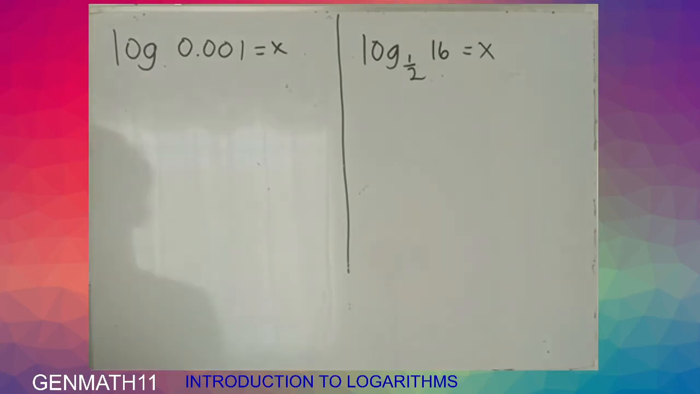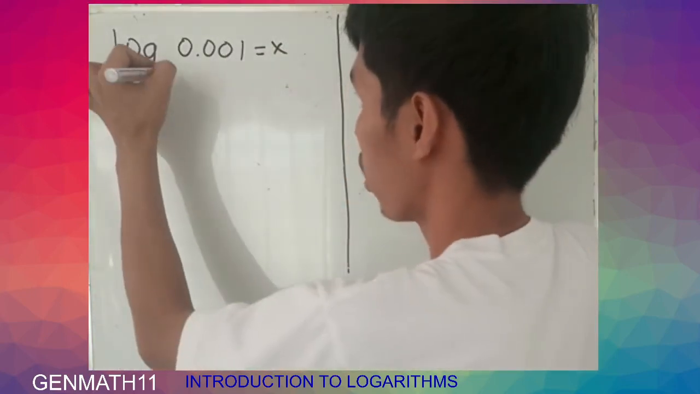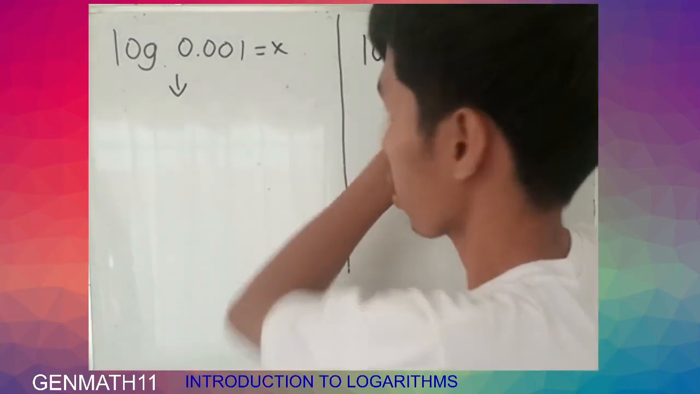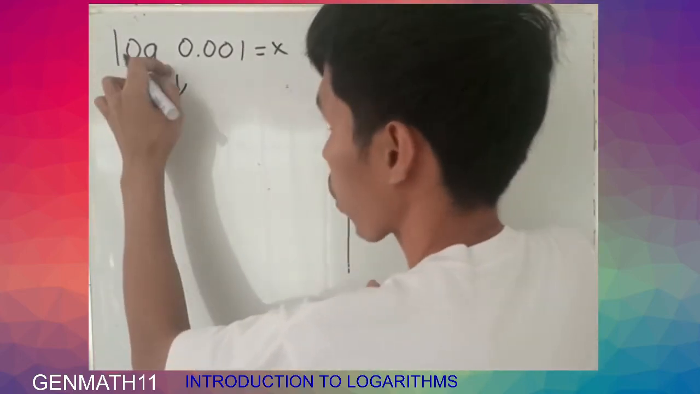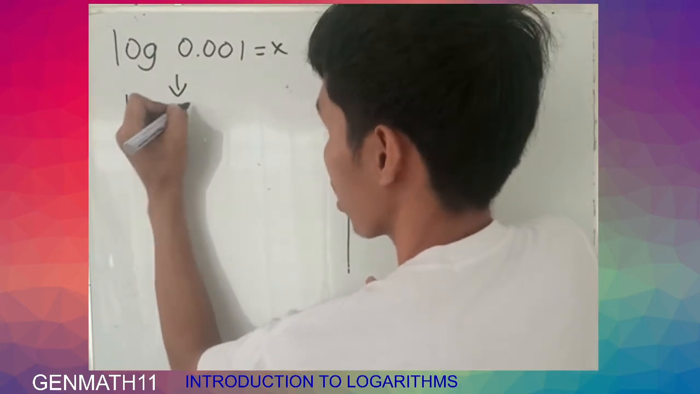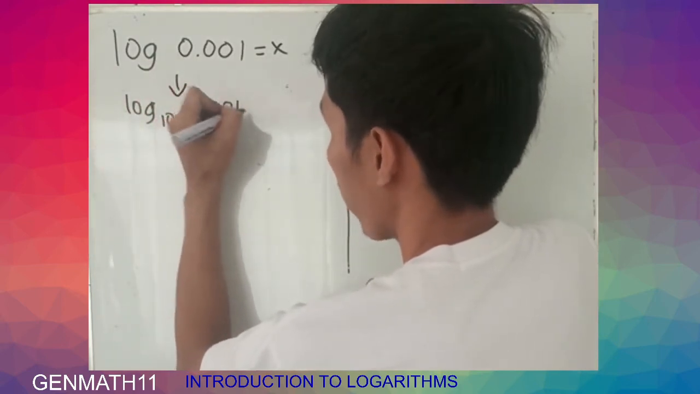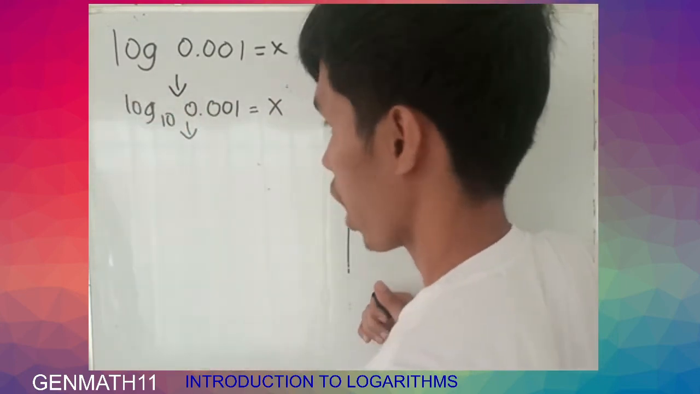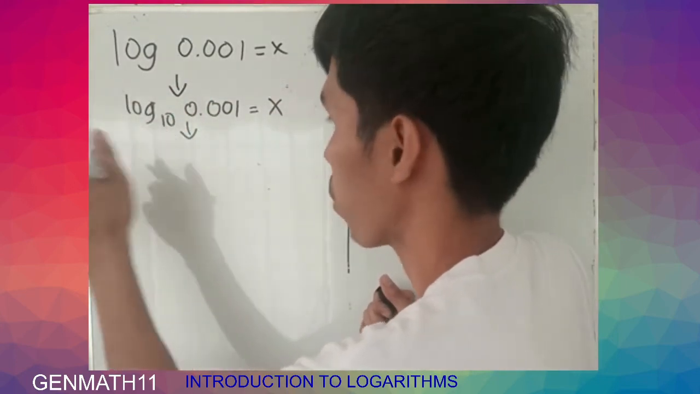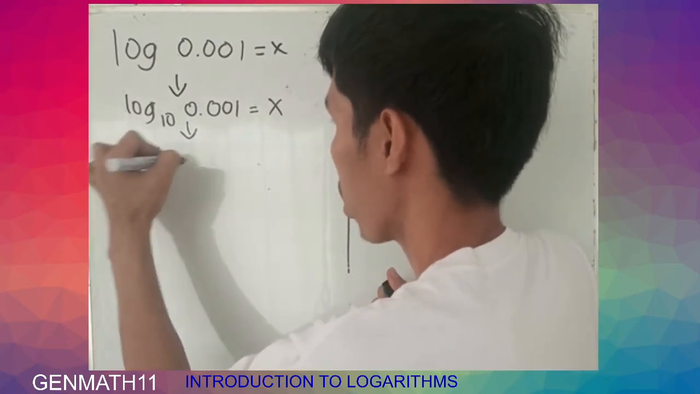Okay, sinulat natin sa board yung example natin. Magiging ito. Lagyan ko na ng x para hindi na tayo magaguluhan. So, gawin na natin log. Ano nga pag wala nakasulat? Ang base natin is 10. Then, 0.001 equals x. Then, i-translate naman natin siya into exponential form. So, since meron na tayong base, 10 to the x power equals 0.001.